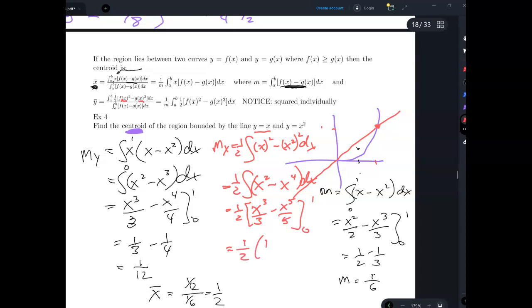So I get the number 1/2 times (1/3 minus 1/5), so 1/2 times 2 over 15, and then cancel the 2, so I get a positive 1 over 15. So my y bar will be 1/15 divided by 1/6, and I'm just going to multiply by the reciprocal here, so I can cancel the 3, so I get 2/5. So that's the y bar.